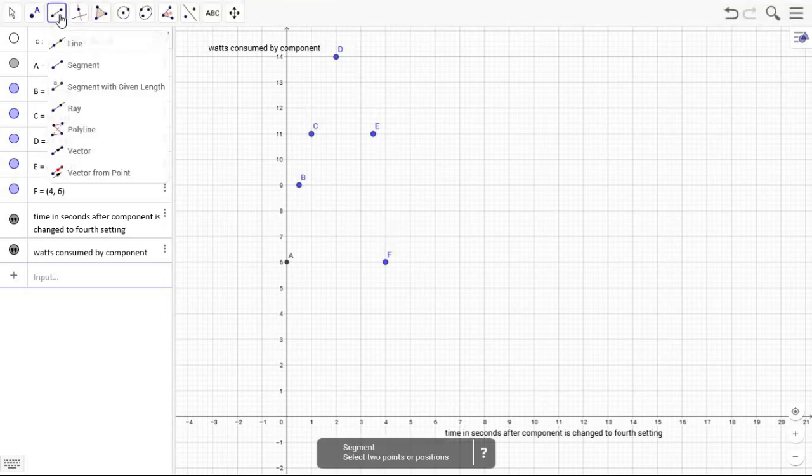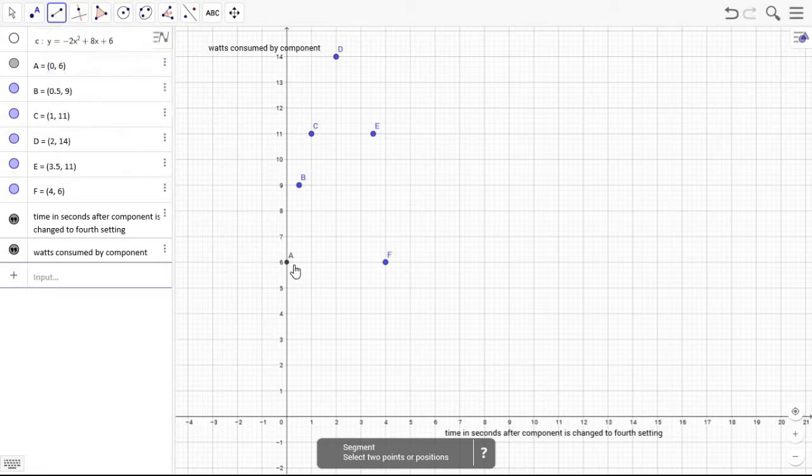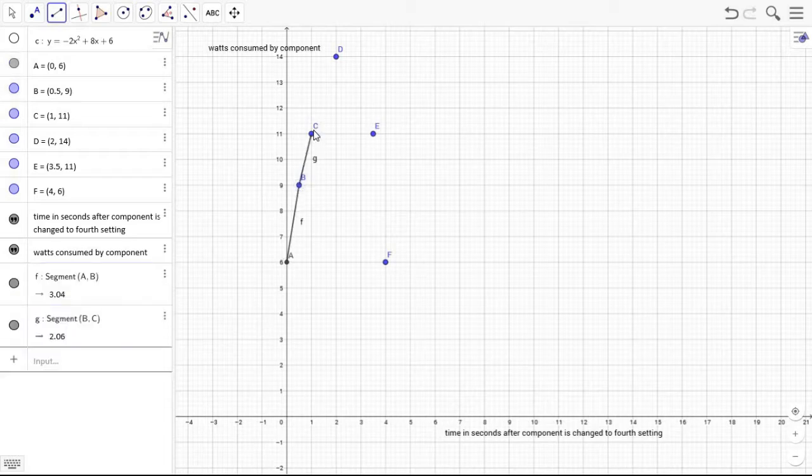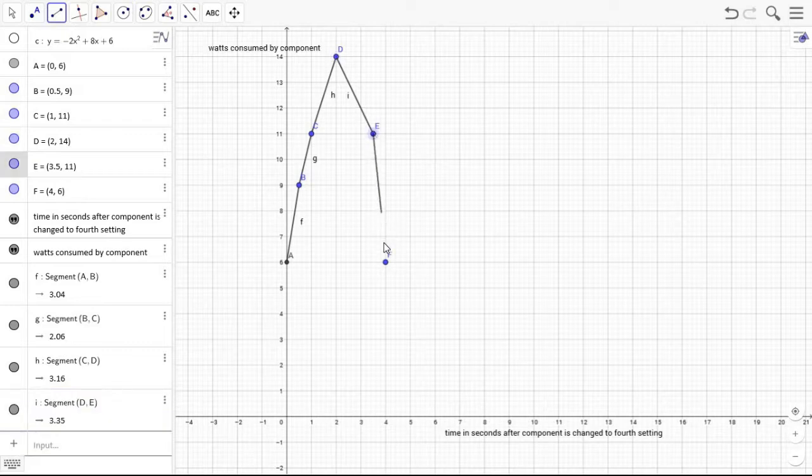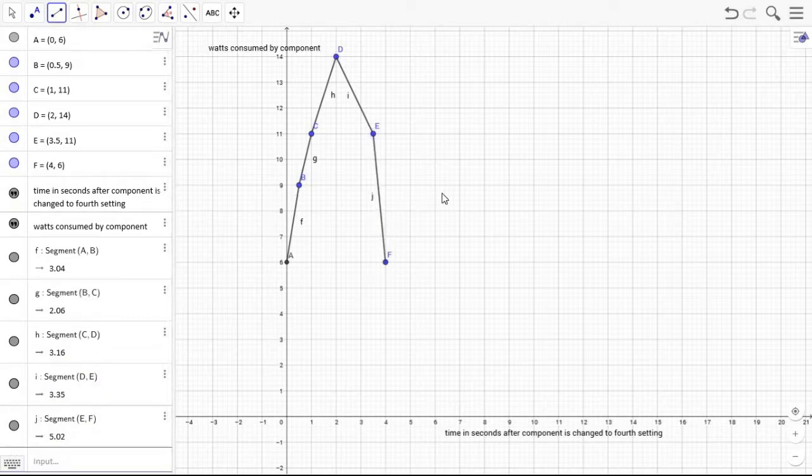Maybe what I can do is join the dots, right? That's the next thing you would do, really. You would join the dots, and then you get this graph of your data and what it's done. So you can see what it's done.